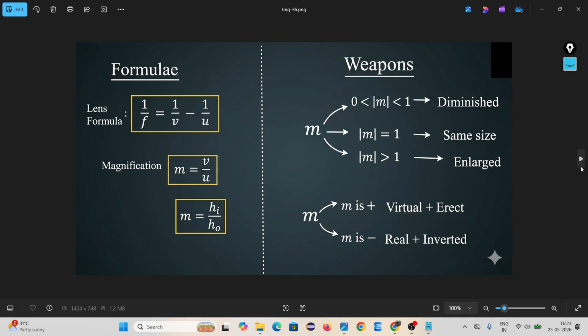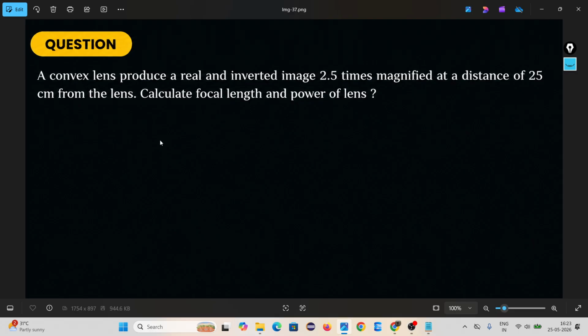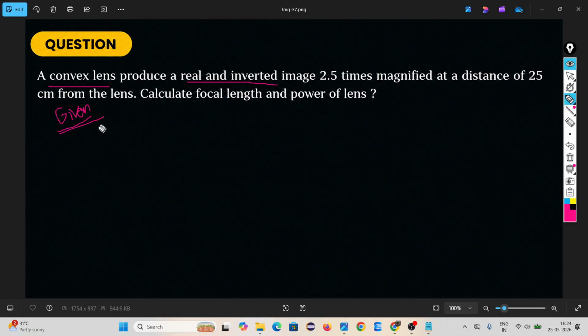Clear? Okay. Then come to one problem. Look at the problem. A convex lens produces a real and inverted image 2.5 times magnified at a distance of 25 centimeter. The image. Calculate focal length. Okay, tell me what are the given things. Read the question.